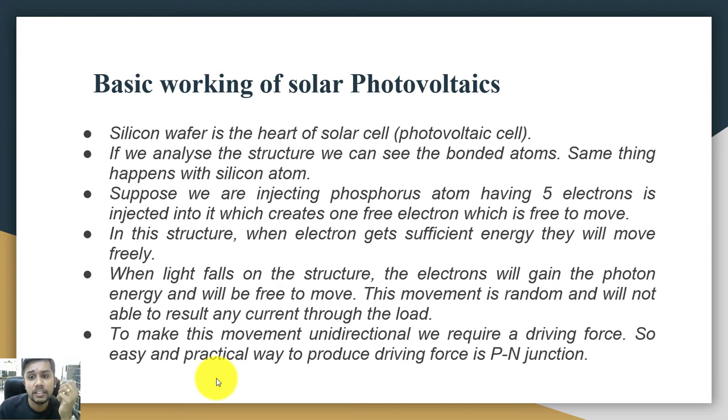If we analyze the structure, we can see the bonded atoms. The same thing happens with the silicon atoms, which are connected with each other with the help of covalent bonds. If we inject phosphorus, having 5 electrons, as an n-type impurity, it will create one free electron which is free to move in the structure. When this electron gets a sufficient amount of energy, it will move freely in the structure, but this free electron will not produce any electricity, as its movement is very random in nature. So if we want to get any current through the load, we have to provide a driving force to it, and the easiest and most practical way to produce the driving force is the p-n junction diode.